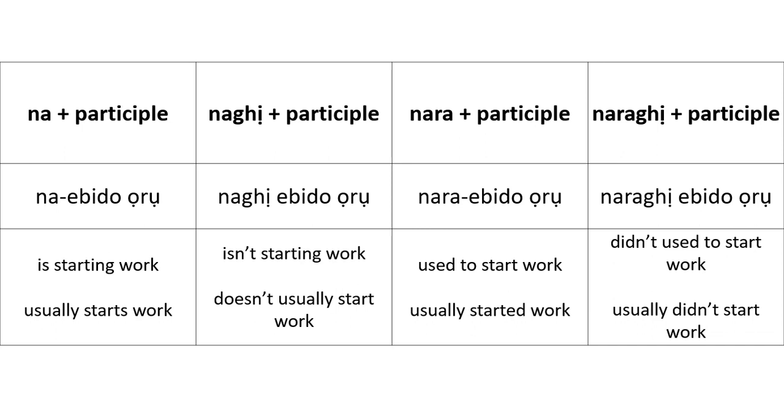Na-ebido ọrụ is starting work, usually starts work. Naghị ebido ọrụ isn't starting work, doesn't usually start work. Nara ebido ọrụ used to start work, usually started work. Naraghị ebido ọrụ didn't used to start work, usually didn't start work. Na-ebido ọrụ, naghị ebido ọrụ, nara ebido ọrụ, naraghị ebido ọrụ.